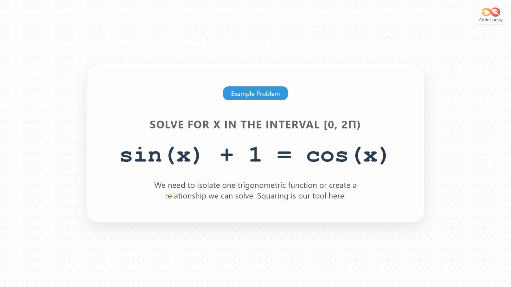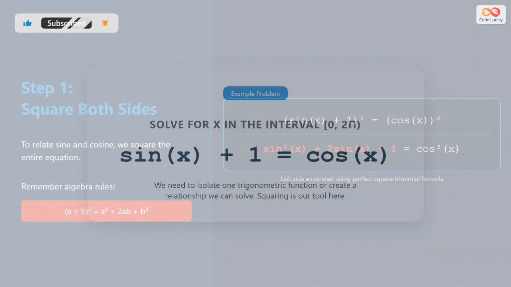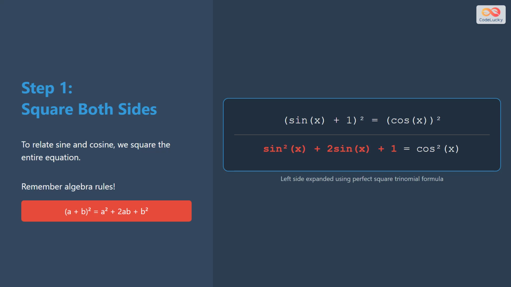Let's apply this to a real problem. We want to solve sine of x plus 1 equals cosine of x for values of x between 0 and 2 pi. Notice we cannot easily combine sine and cosine here. Our first step is to square both sides. Be careful with your algebra here. On the left side, sine of x plus 1 all squared becomes sine squared x plus 2 sine x plus 1. It is a perfect square trinomial. On the right, we simply get cosine squared x.